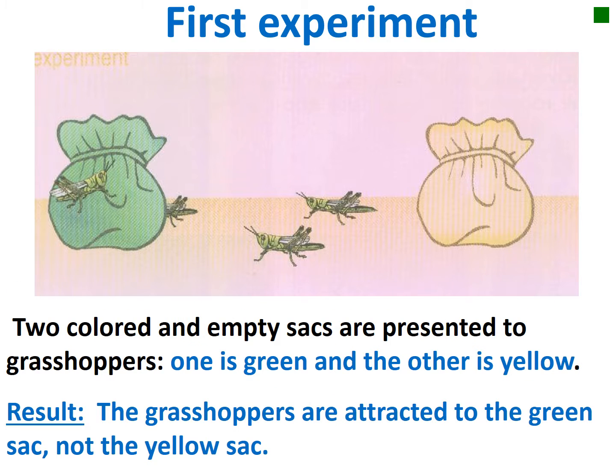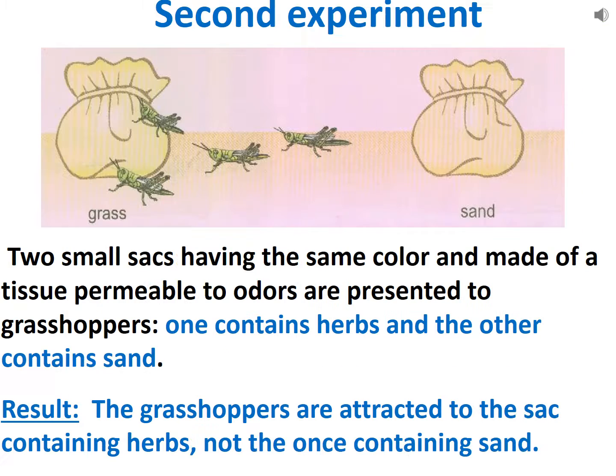Two colored empty sacks are presented to the grasshopper. One is green and the other is yellow. What is the result? The grasshoppers are attracted toward the green and not the yellow.